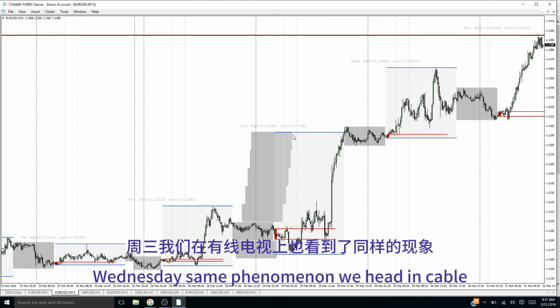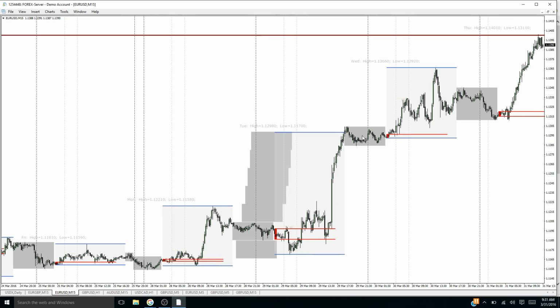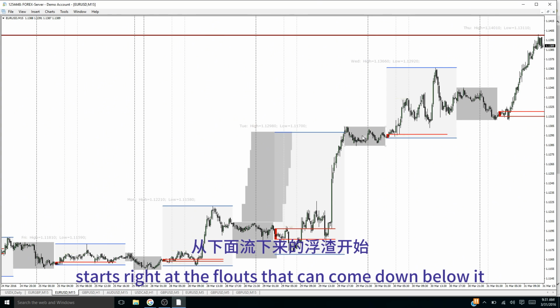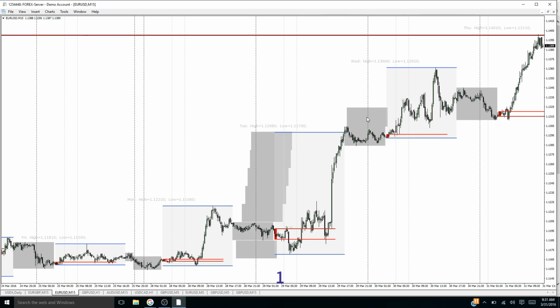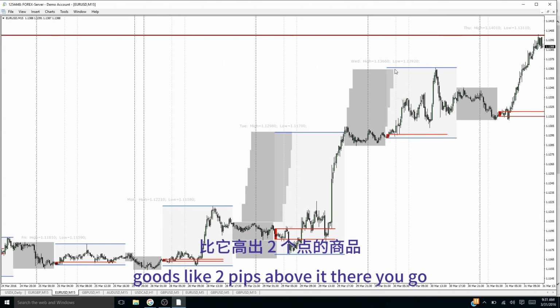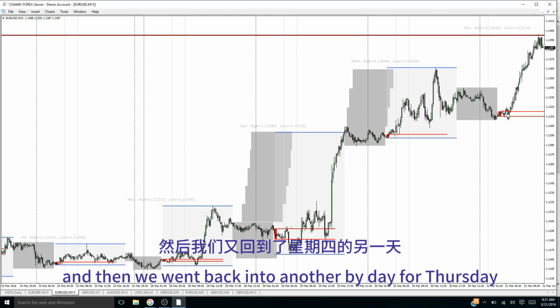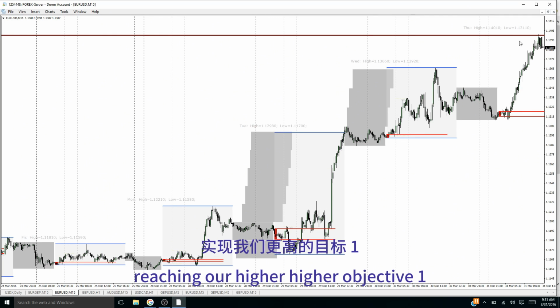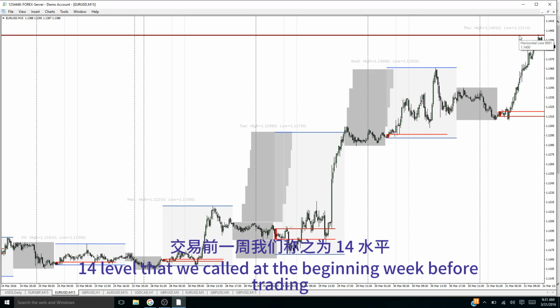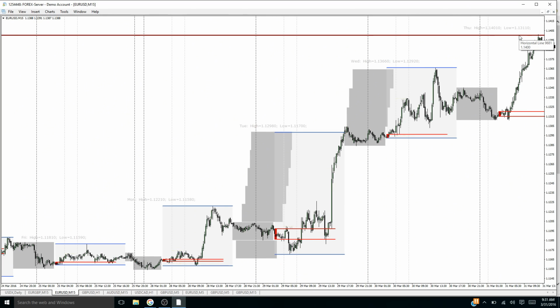Wednesday, same phenomenon we had in cable. Starts right at the flout, doesn't come down below it. 1, 2, reversal reach, goes like 2 pips above it. There you go. When we went to reversed and consolidated, and then we went back into another buy day for Thursday, reaching our higher objective 114 level that we called at the beginning of the week before trading.